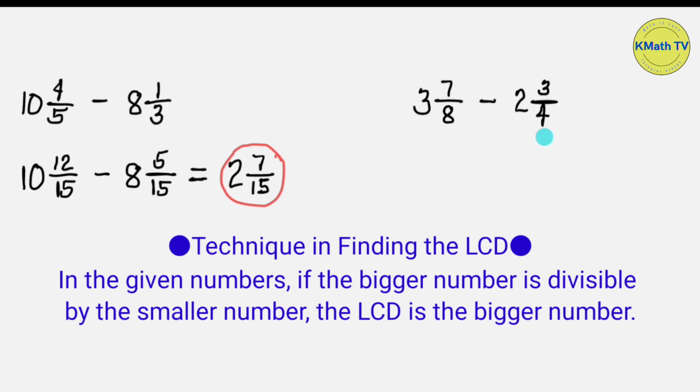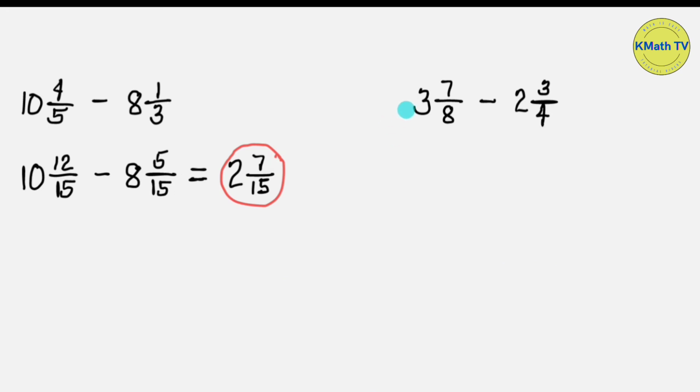Okay, let's write the answer. Let's copy the whole number 3 and write the LCD 8 minus whole number 2 and LCD 8. Next, let's find the numerators.